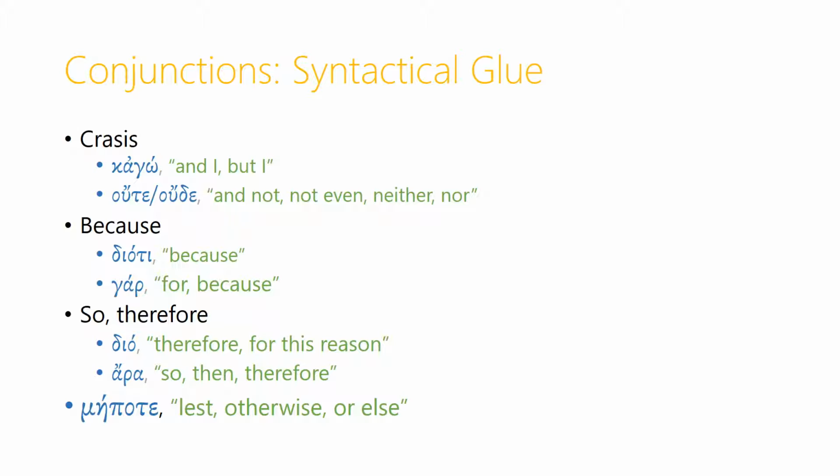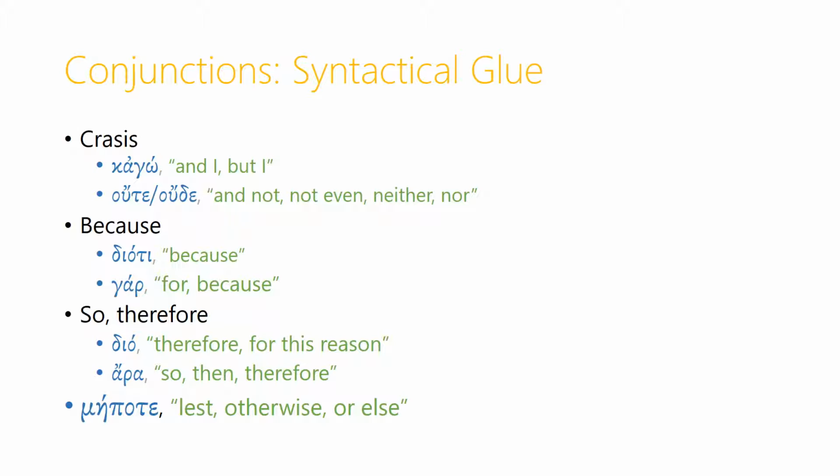To say because, you have two common options. One is to use the conjunction dioti. So this would begin a new clause. Dioti, because, and then the clause would follow. And similarly with gar, which means for, or because.